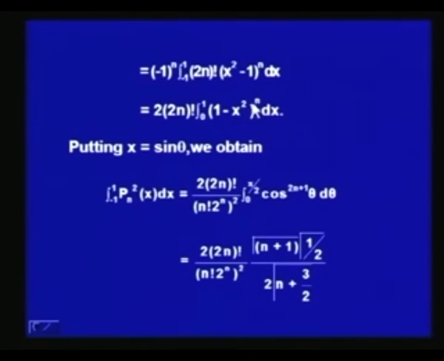Now in this we put x equal to sin theta, and then we see that the integral over minus 1 to 1 of Pn square x dx becomes 2 into 2n factorial over (n factorial into 2 to the power n) whole square into the integral over 0 to pi by 2. The limits of integration change from 0 to 1 to 0 to pi by 2. (1 minus x square)^n becomes cos theta raised to the power 2n, and dx is cos theta d theta. So we will have cos theta raised to the power 2n plus 1 d theta. Now we make use of the gamma function in order to evaluate this integral.